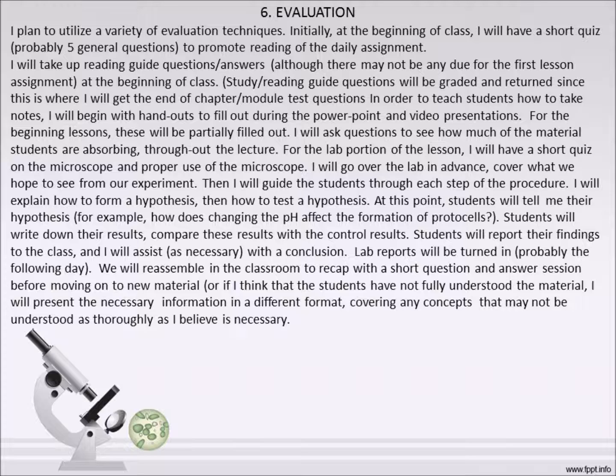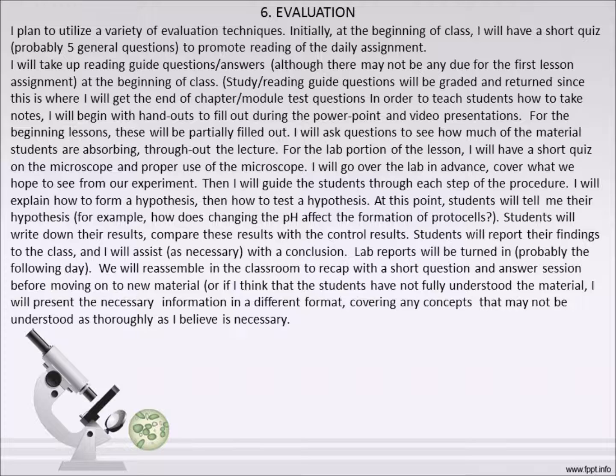In order to teach students how to take notes, I'll begin with handouts to fill out during the PowerPoint and video presentations. From my own experience, I found it was enormously helpful to have some sort of a guideline to help you to take notes, and especially in teaching how to take notes, to pinpoint and to be able to pull out those things that are important in the lecture. And this will give students a little bit of a guideline on how to learn how to do that.